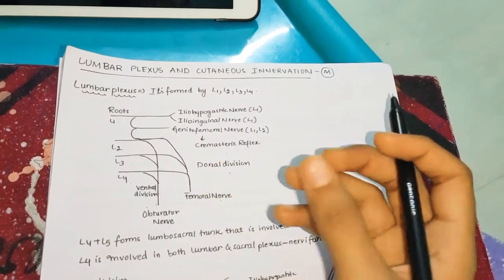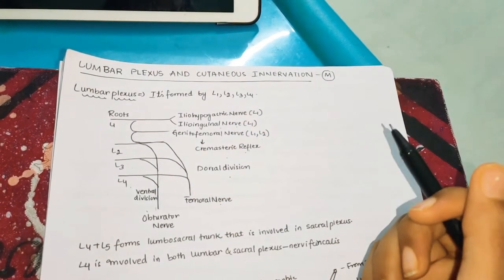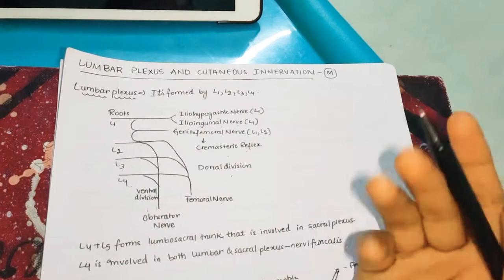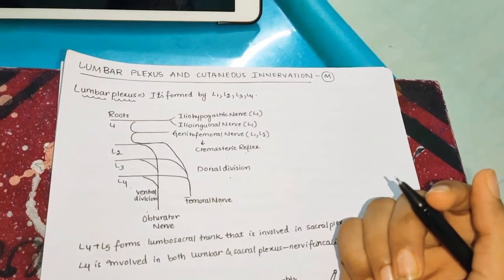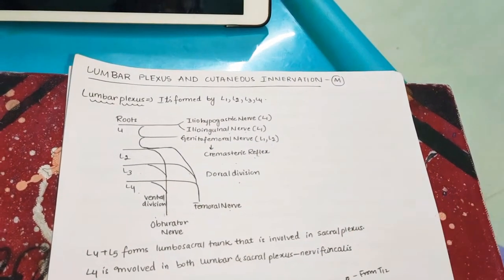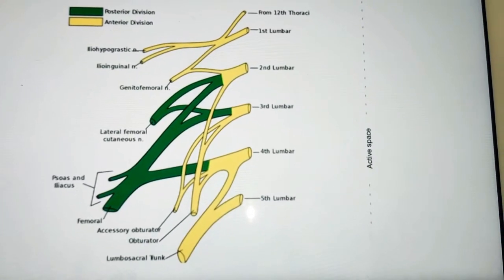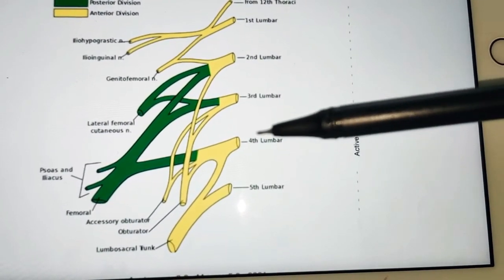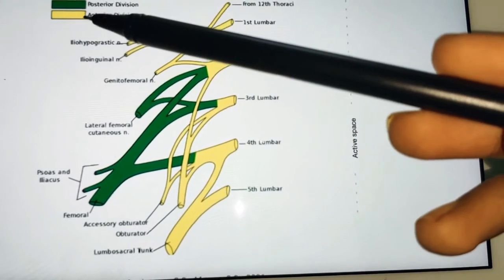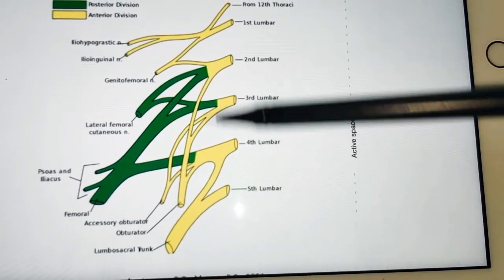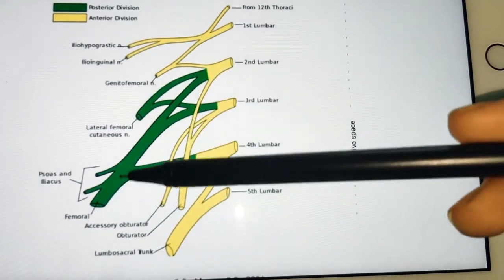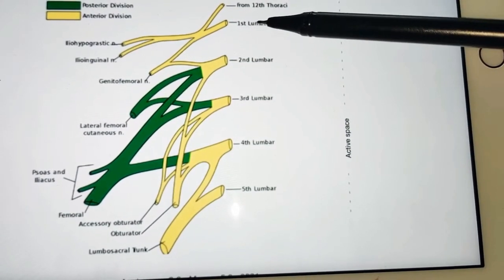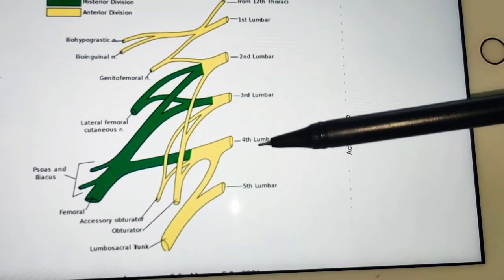So this one, the same thing, let us observe in a real diagram, as this is actually a line diagram. So let us observe it in a real diagram to understand it more clearly. So here in this diagram you can clearly observe the lumbar plexus. So let us try to understand. You can see here it's mentioned the yellow color represents the anterior division and the green color represents the posterior division. So you can see here this is L1, L2, L3, L4, L5.